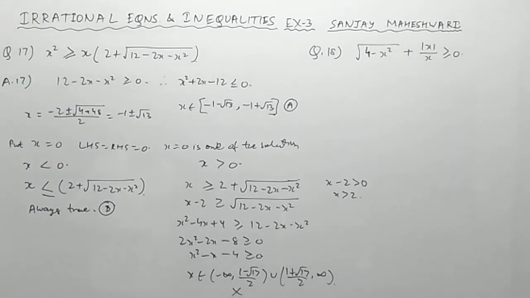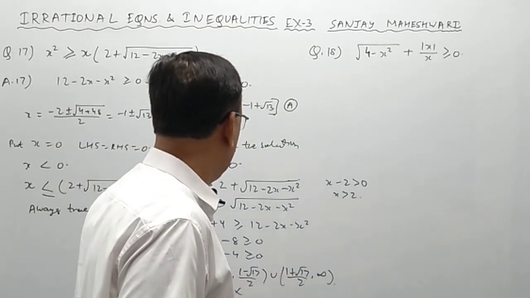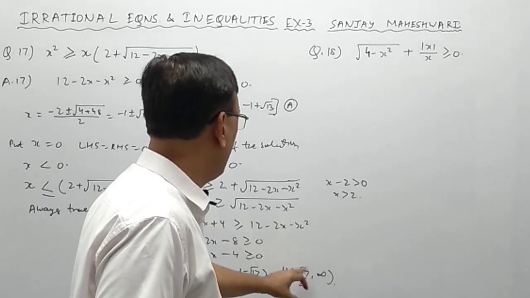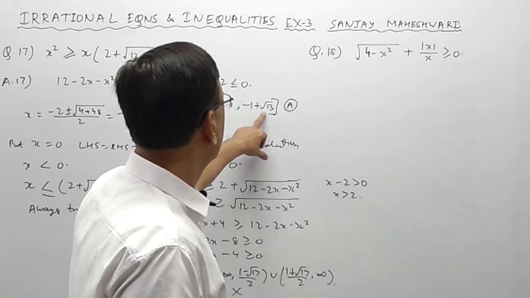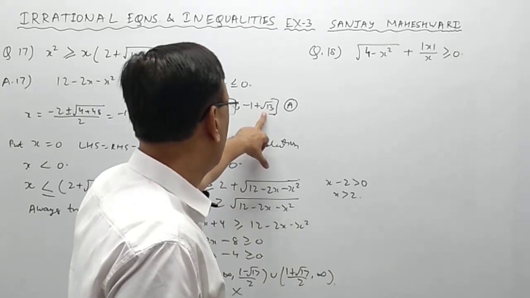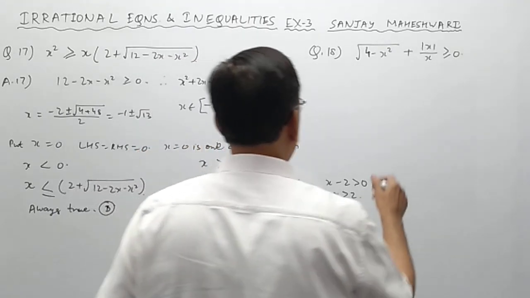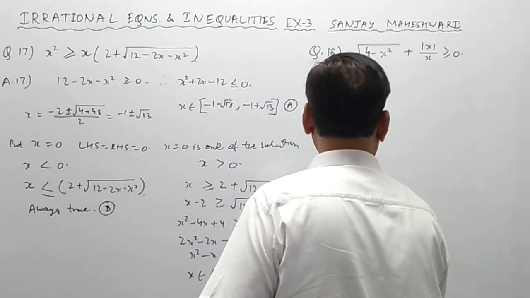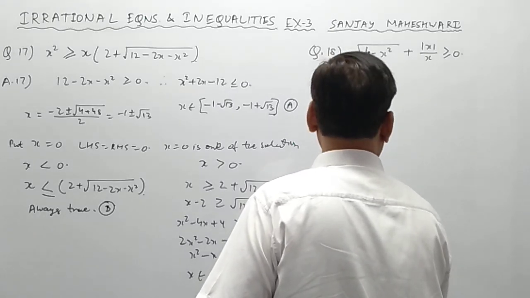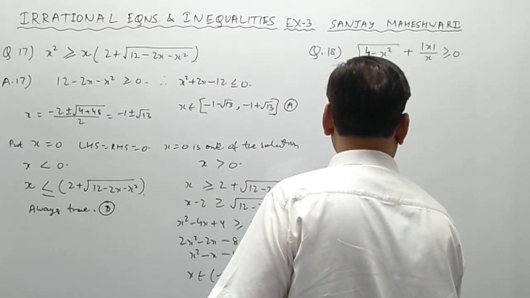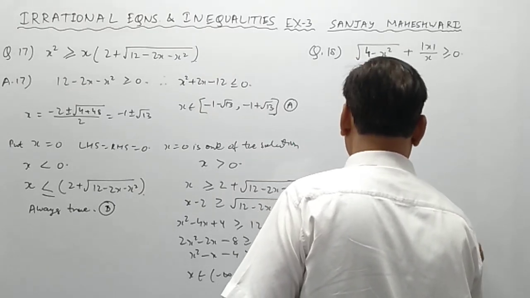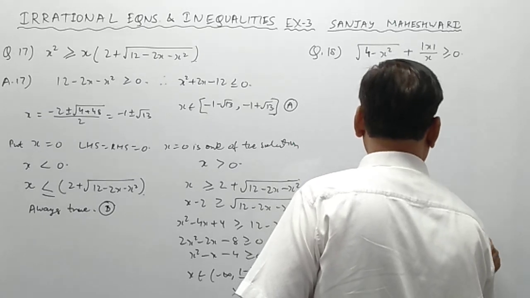What is the other part that we are getting? x should be greater than 1 plus root 17 by 2. That is about root 17 is 4.12, so 5.12 by 2, about 2.5. And this is more than 2. So here we get the solution for this part: for x greater than 0 and x greater than 2, we get the solution as 1 plus root 17 by 2 to infinity.